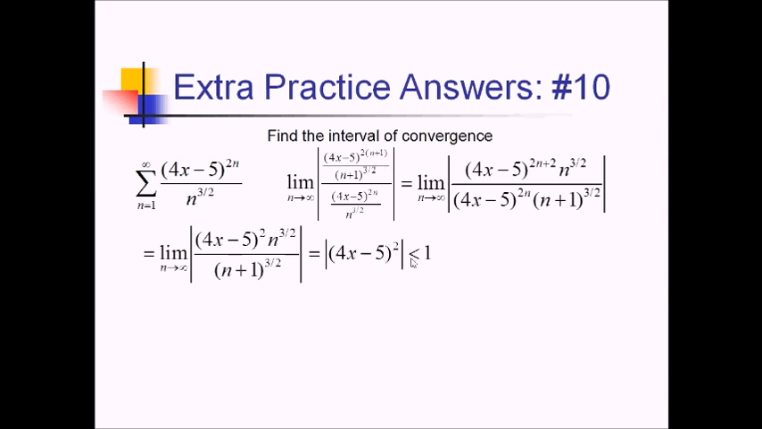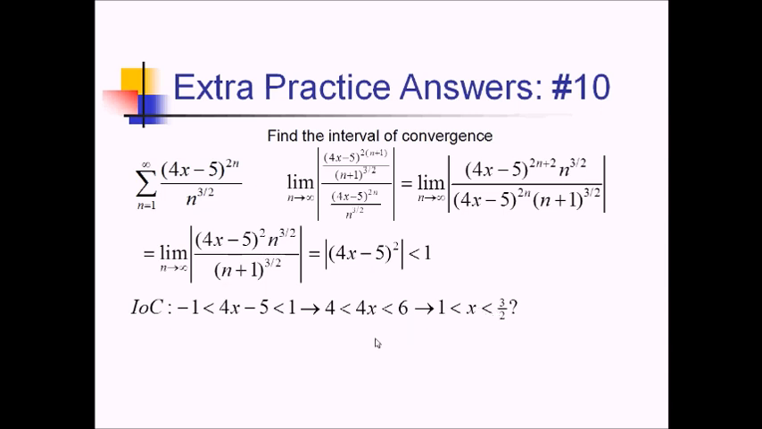So we can square root both sides. And I'm also going to make this negative 1 less than the stuff inside less than 1 to get rid of that absolute value. Add 5 to both sides. We've got 4, 4x, and 6. And then dividing everything by 4, this is going to be 1 half less than x less than 3 halves. Or is it? We have to test the endpoints now.